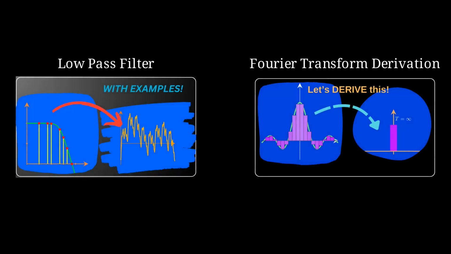Application of the Fourier series usually involves Fourier transform and frequency response curve. For a more thorough explanation, you can see the discussion of the low-pass filter in my other video. In case you want to know how to derive the Fourier transform, check this channel for more.